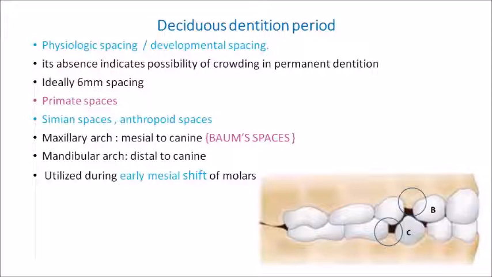These physiological spaces are also called primary spaces, simian spaces, or anthropoid spaces. In the upper arch it is seen mesial to the canine, whereas in the lower arch it is seen distal to the canine. Please note in the picture also, in the upper arch the physiologic spaces are seen mesial to the canine, whereas in the lower arch these spaces are seen distal to the canine.